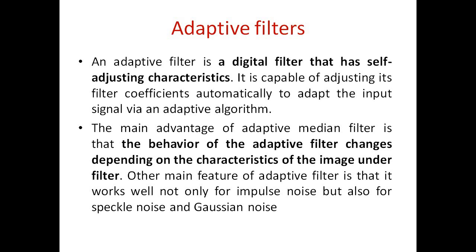Adaptive filters. An adaptive filter is a digital filter that has self-adjusting characteristics, whereas other filters have the capability of performing such operations with respect to linear prediction. So we have an input signal and we will be predicting an output signal, but the expected and predicted signal may not be exactly equivalent to the input signal. In such cases, what are we supposed to do?